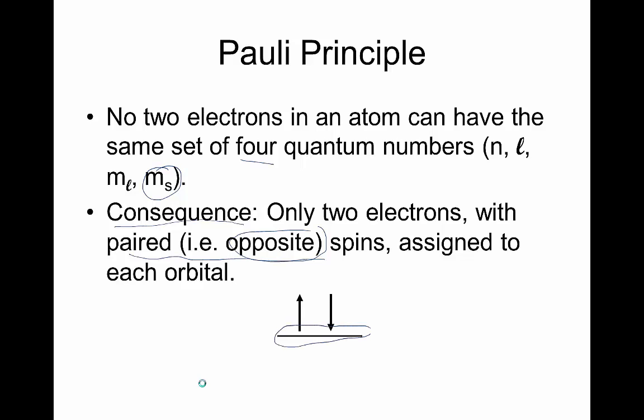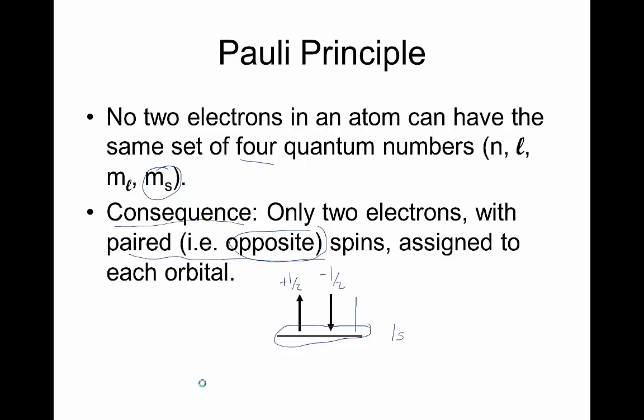So if we represent an orbital like the 1s orbital by a little line, and we represent the spins on the electron up and down by these little arrows, so up might be plus 1/2 and a down might be minus 1/2, then after we have filled an orbital with 2 electrons, one that's spin up and one that's spin down, we can't put any more electrons in that orbital.